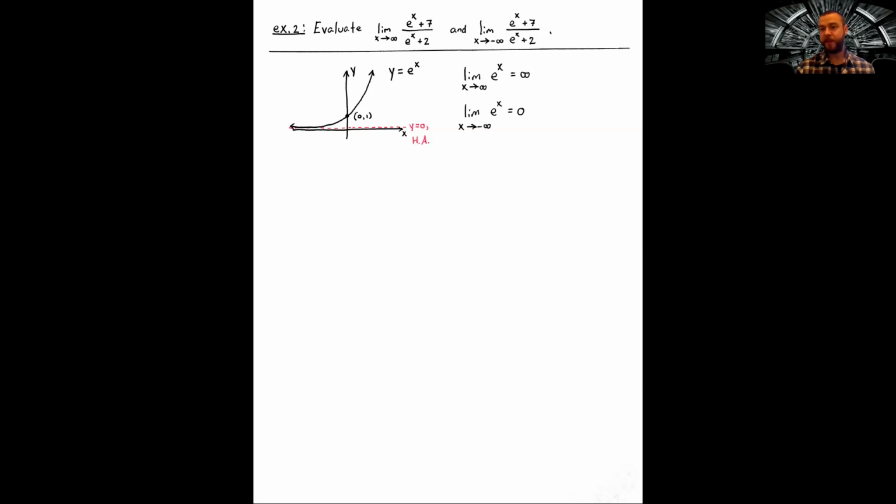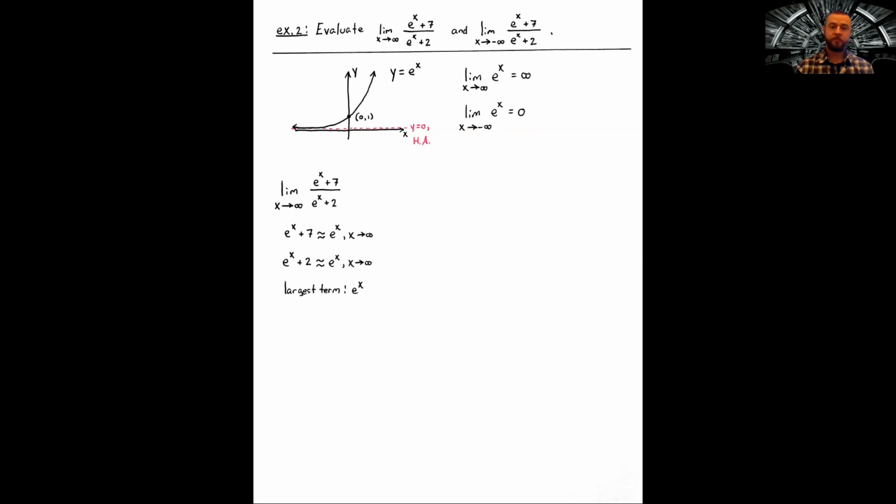Our function here involves basically 2 types of quantities. We have the exponential quantities within the numerator and denominator, e to the x, and then just the numbers, 7 and 2. So what we're going to keep in mind here is as x approaches positive infinity, the largest term is going to be the exponential function, e to the x. Eventually e to the x greatly outpaces constant functions, and e to the x grows incredibly fast. So e to the x will be bigger than 7, and bigger than 2 rather quickly. All right, so our largest term is e to the x.